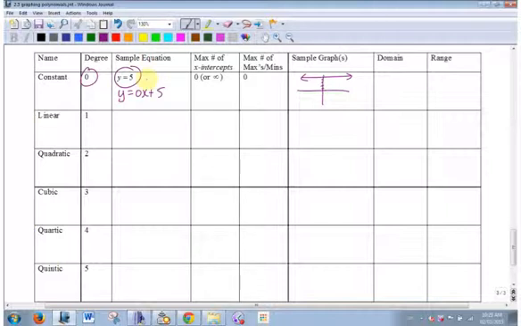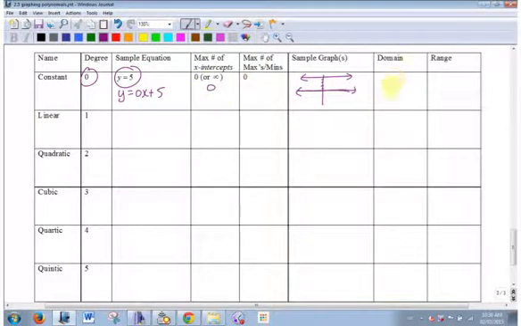A horizontal line has a slope of 0. y = mx + b. How many x-intercepts does this have? None. But it could have an infinite number if this equation was y = 0, right? Because then every point is an x-intercept. So that's why it says 0 or infinity.